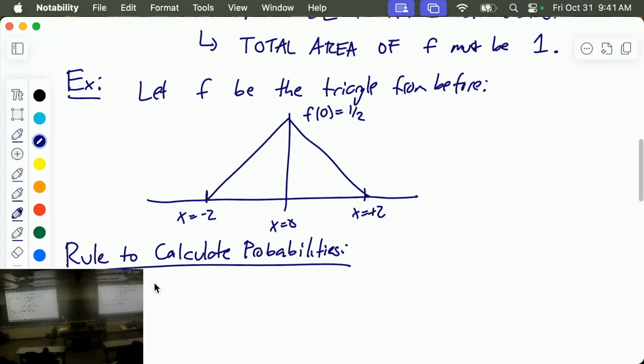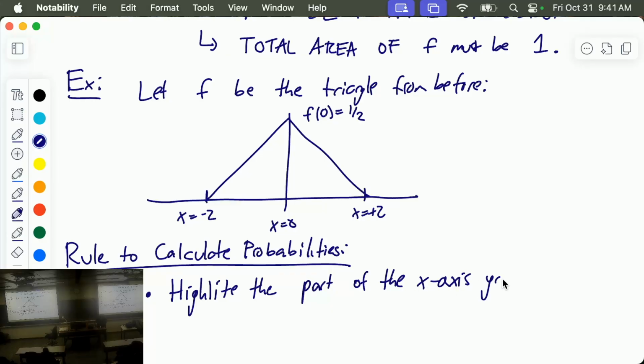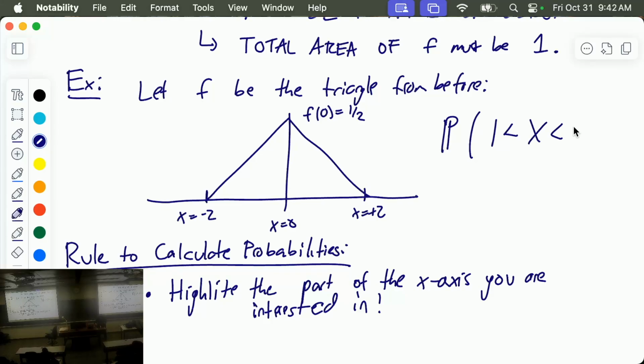Okay, so I'm going to write it like this. Highlight the part of the x-axis you are interested in. As an example, if someone says, please find the probability that x is between 1 and 2, 1 less than x less than 2, you would highlight the region on the x-axis that goes between 1 and 2. So you take x equals 1 to x equals 2, and you would highlight like this.